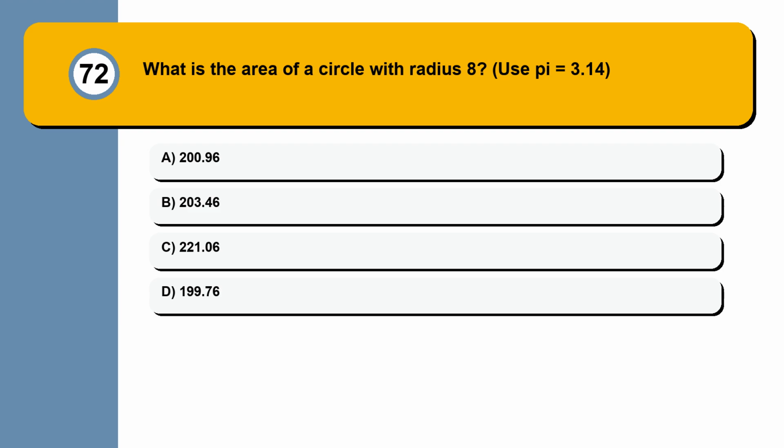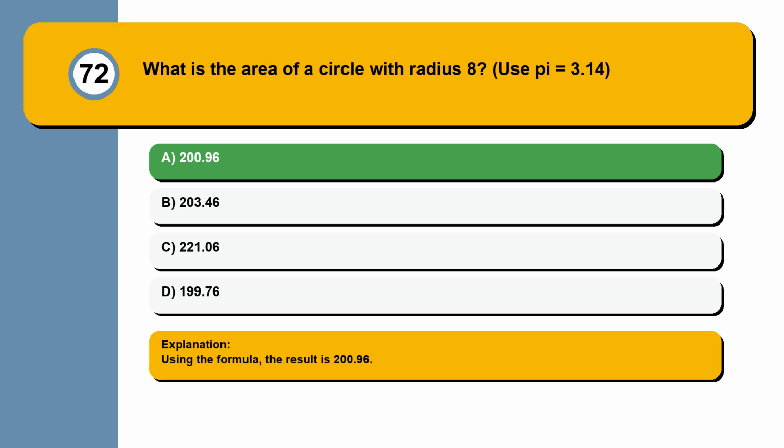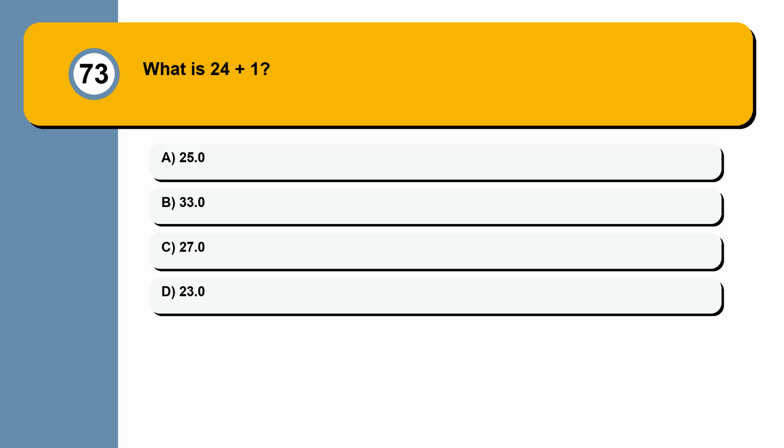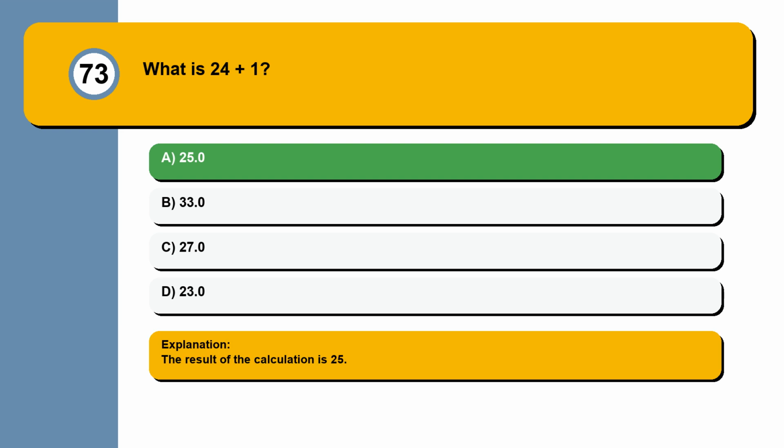Question 72. What is the area of a circle with radius 8? Use pi equals 3.14. 200.96, 203.46, 221.06, 199.76. Using the formula, the result is 200.96. Question 73. What is 24 plus 1? 25.0, 33.0, 27.0, 23.0. The result of the calculation is 25.